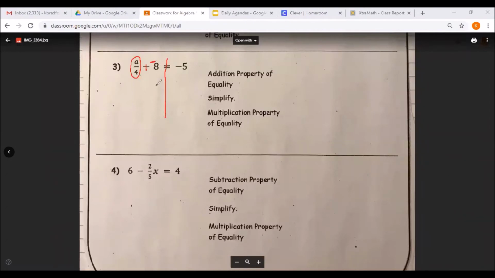Because now, how do I cancel out a -8? With a +8. Very good. So I have to put +8 on both sides. And then I'm going to simplify, and by rewriting what I have left. And when I simplify this side over here, I'm adding -5 with +8, which is going to give me +3.